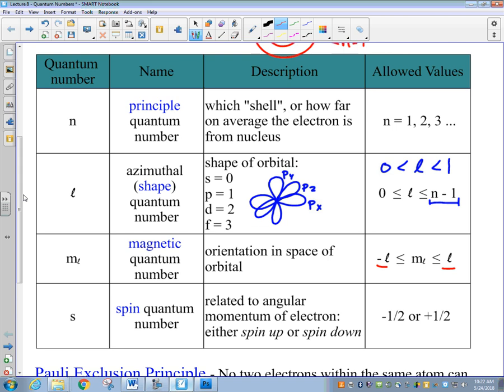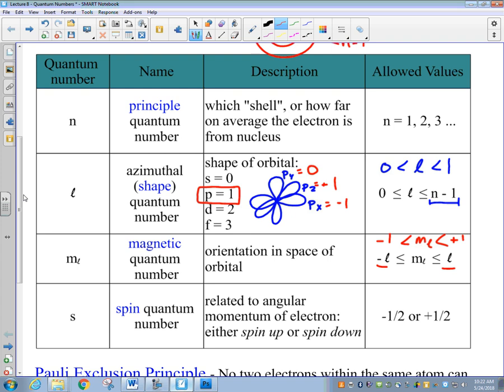So again, looking at the p orbitals, they have a value of 1 for the shape quantum number, which implies the values of the magnetic quantum number for a p orbital will go between minus L, or minus 1, up to positive 1. And therefore, there are allowed values of negative 1, 0, and positive 1, which correspond to the x, the y, and the z orbitals.